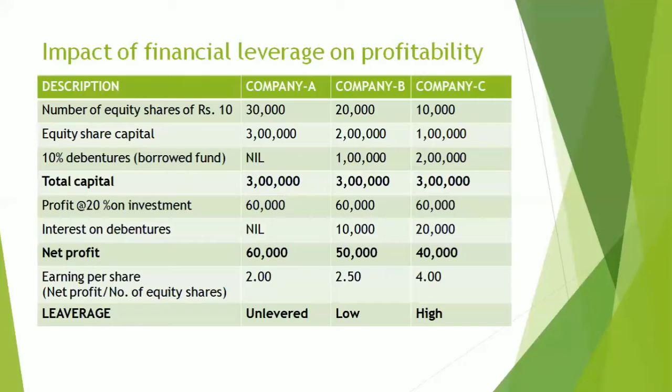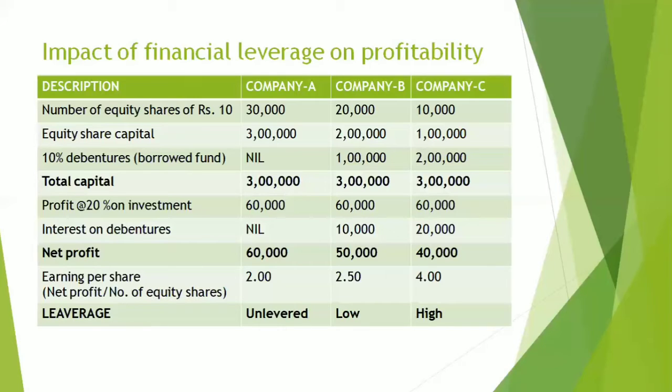Now, suppose the company has also collected fund by way of issuing debenture, that is debt financing. Company A has not issued any debenture. Company B has collected rupees 1 lakh by 10% debenture, and company C has collected 2 lakh by way of debenture. So what would be their total capital?